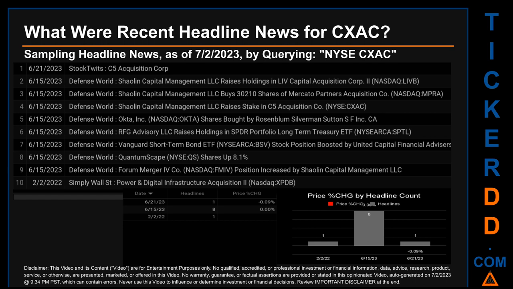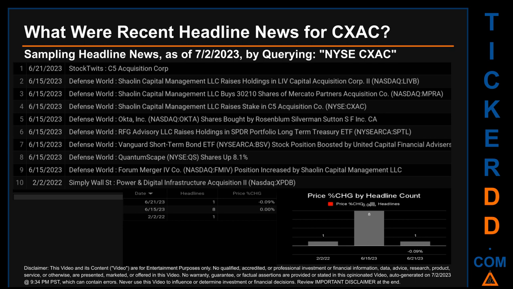It had 8 discovered headlines when Defense World published the headline that read, Shaolin Capital Management LLC raises holdings in Live Capital Acquisition Corp. 2, NASDAQ: LIVB. Defense World published the headline that read, Shaolin Capital Management LLC buys 30,210 shares of Mercado Partners Acquisition Co., NASDAQ: MPRA. Defense World published the headline that read, Shaolin Capital Management LLC raises stake in C5 Acquisition Company.